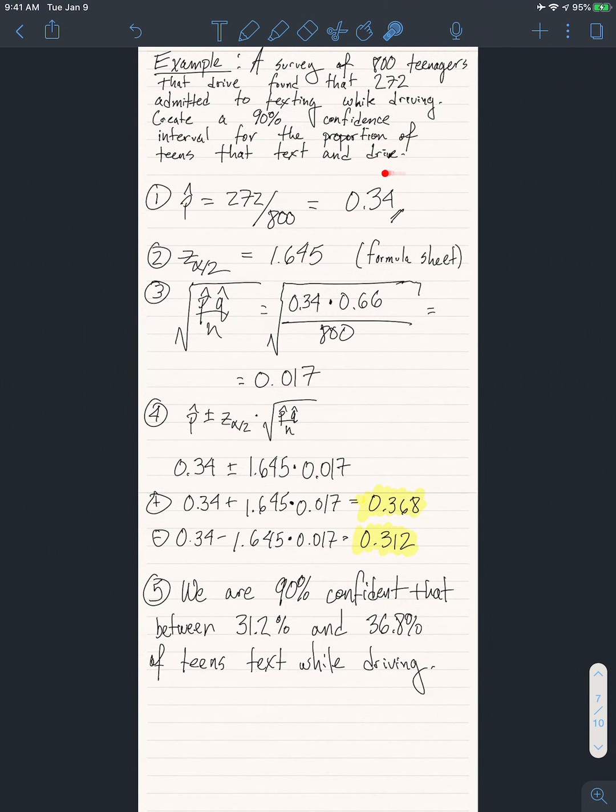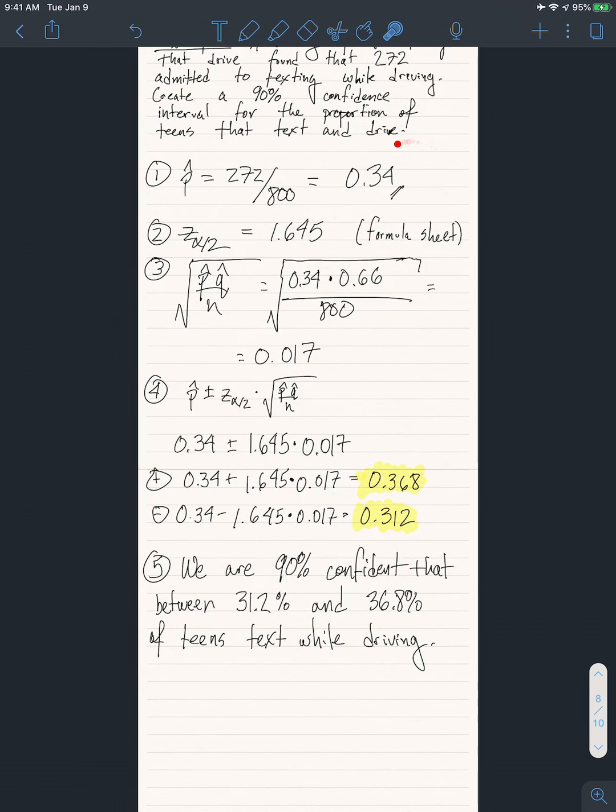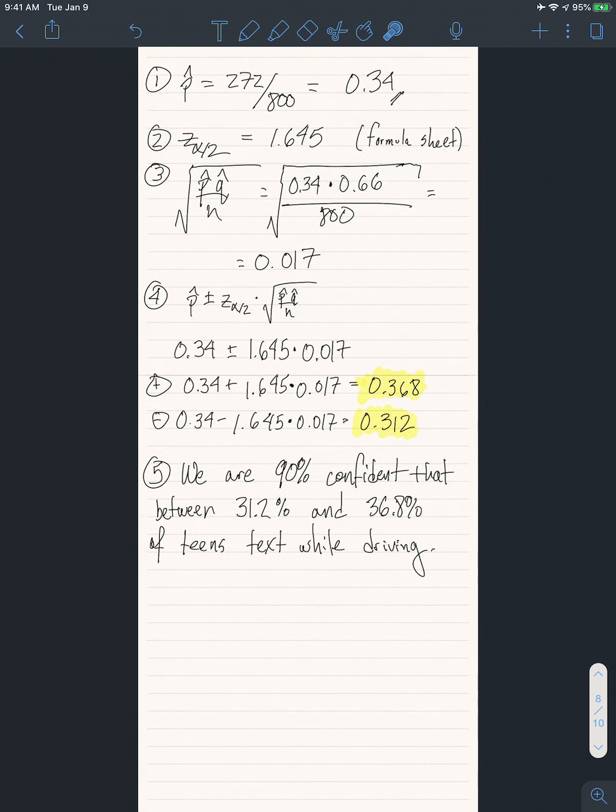So our estimate is 34%, but after some fun math, we say, okay, we think it's 34% based on our sample, but we really are going to be safe here and say it's between 31 and 36%. Well, 31.2 and 36.8% of teens text while driving. Now, is it possible that the true proportion actually is outside this range? Let's say it's only 30%, down here somewhere. Is it possible? Of course, because we are only 90% confident in this range.